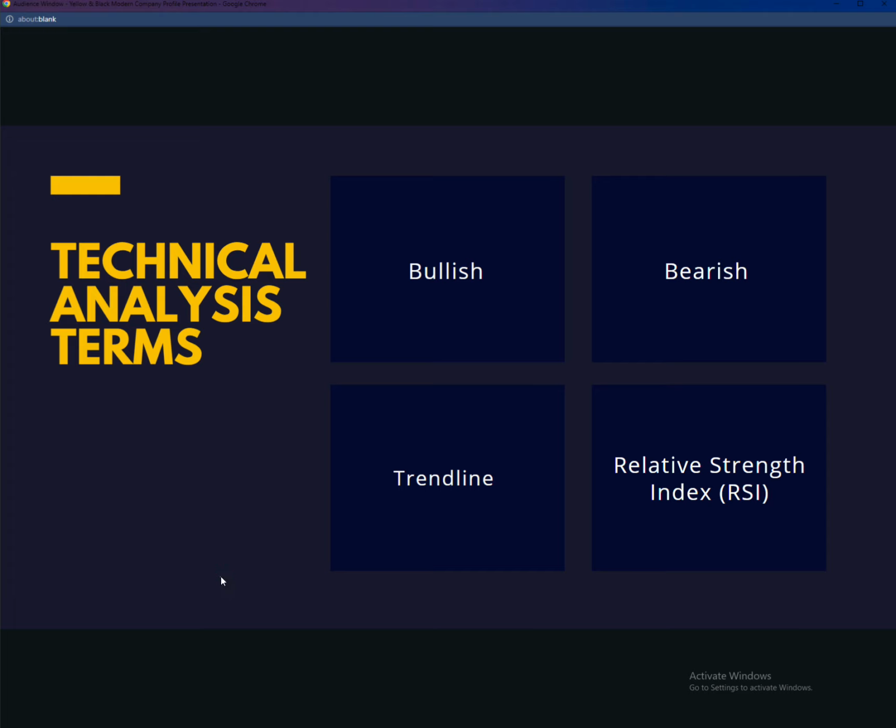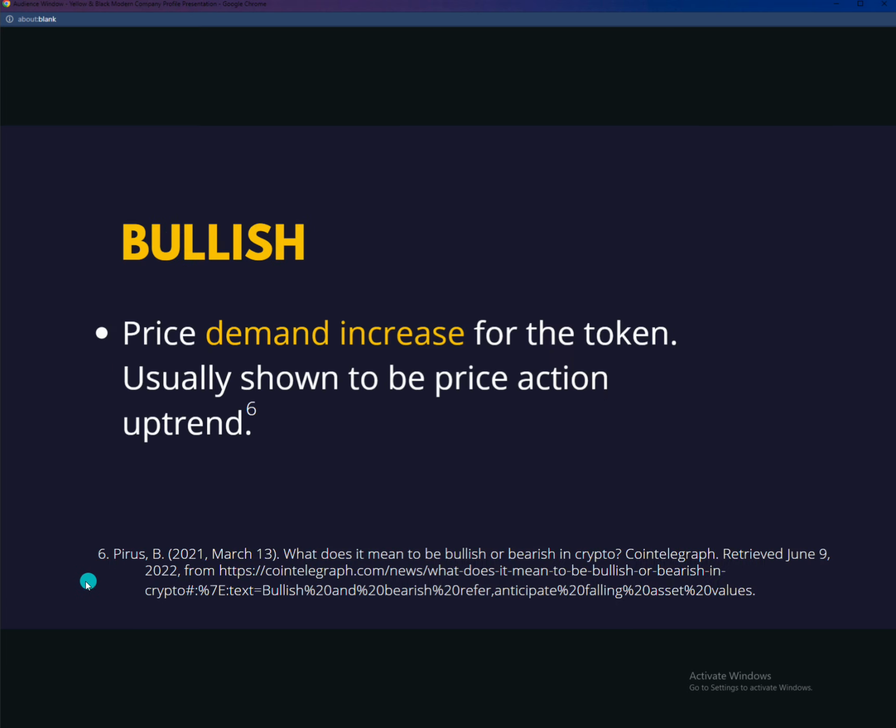These other technical terms are used to describe the overall token market and how much demand there is to support it. Bullish is the term for an increase in demand for the asset, which likely results in a price increase. Bearish is the term for a decrease in demand for the asset, likely resulting in little buy transactions and a price decrease.